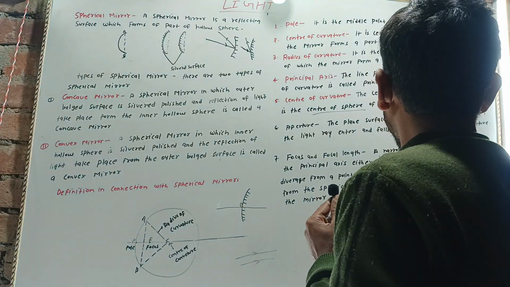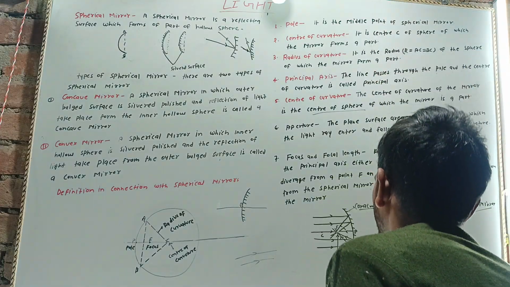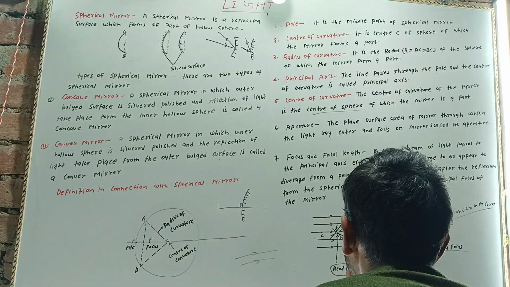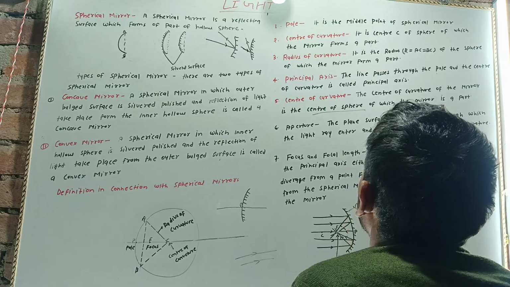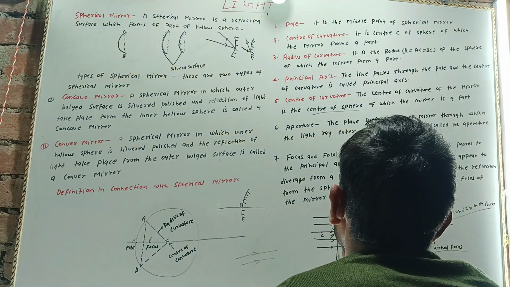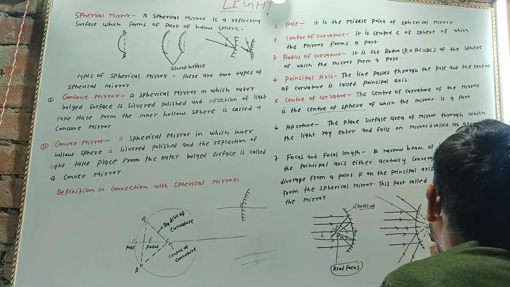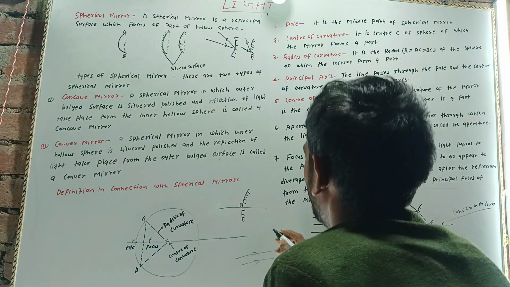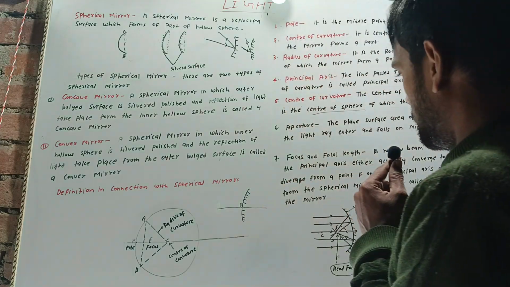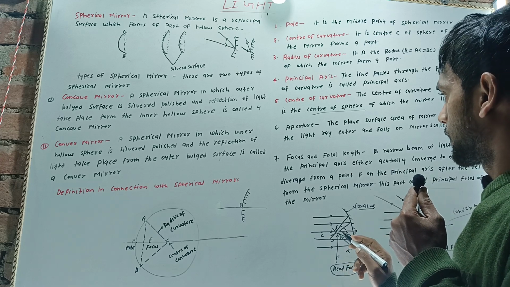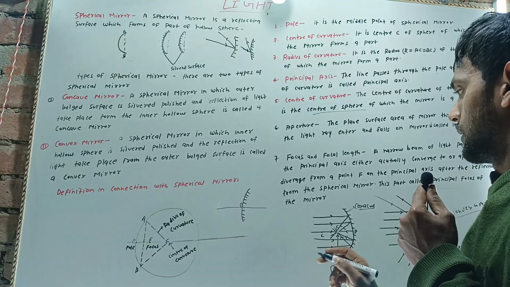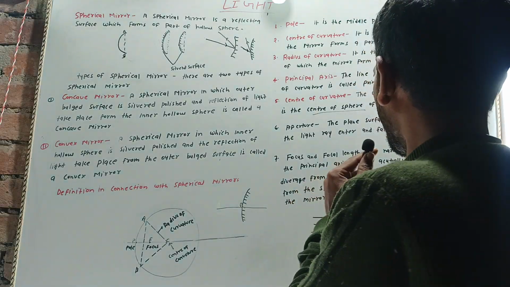This is called the principal focus. The distance from the pole to the principal focus is called the focal length.